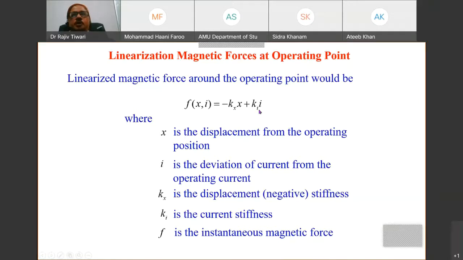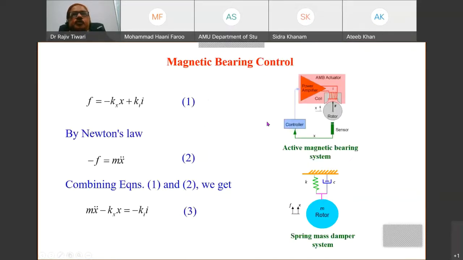And the Kx and Ki will depend upon the actuator design. That means the number of poles in the magnetic actuator, the number of turns in the coil, the diameter of the coil, etc., and the magnetic material property of the actuator. Similar to that, in the mechanical spring, the stiffness depends upon the geometry, the coil diameter, the wire diameter and the material property of the wire. So similarly here also, it depends upon the actuator design. Coming now to the dynamics of this particular rotor system, which is floating on air through the magnetic actuator.